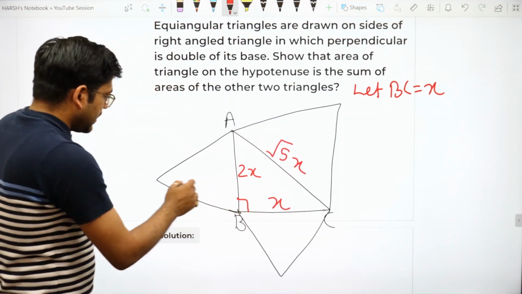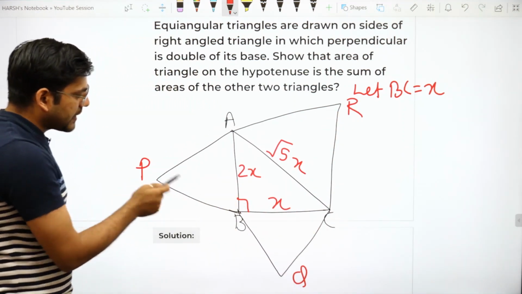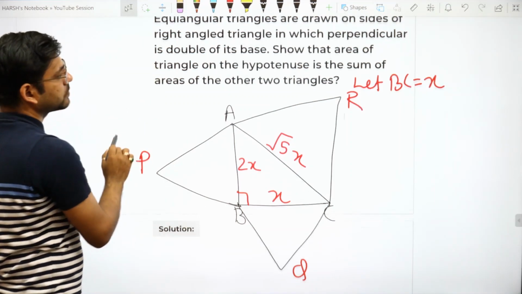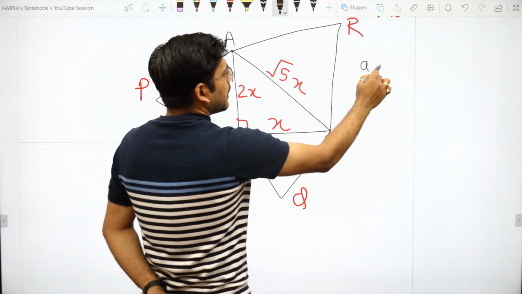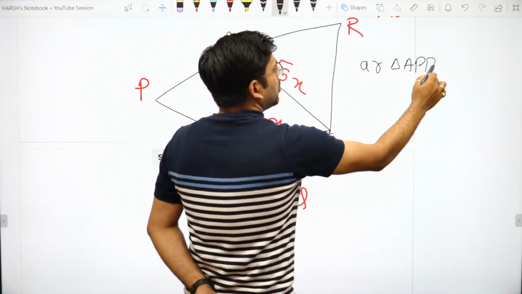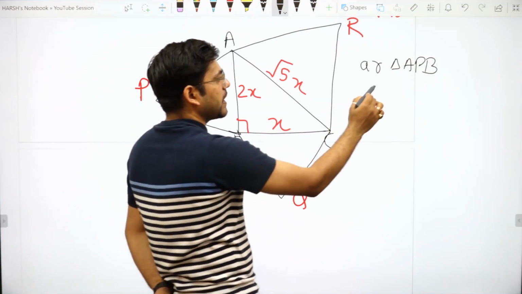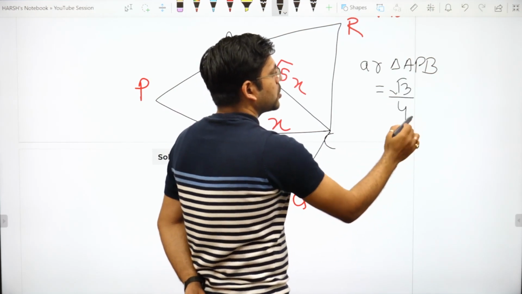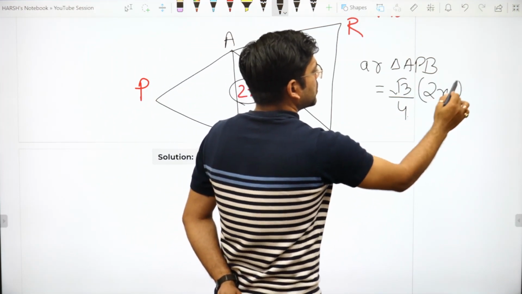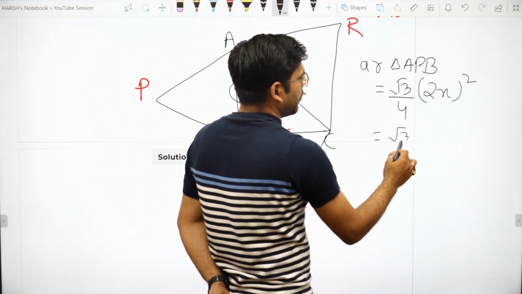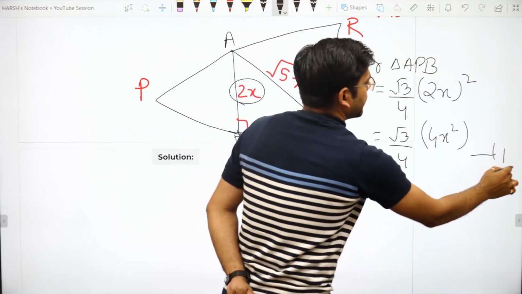Now let's name these P, Q and R. So if I want to get the area of APB, I am writing here area of triangle APB. Do you know this APB is an equilateral triangle, and an equilateral triangle has a formula for area, that is root 3 by 4 into side square, and the side is 2x. So this will be 2x whole square, that is root 3 by 4 into 4x square. I'll take this as the first equation.